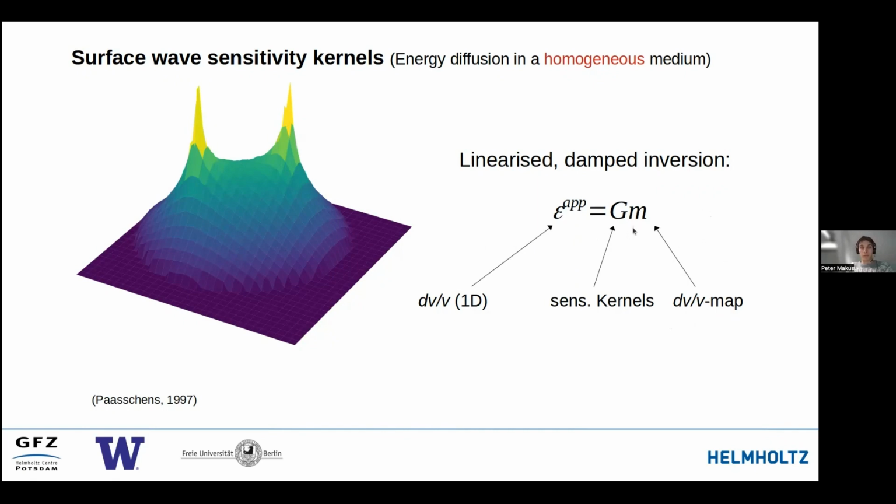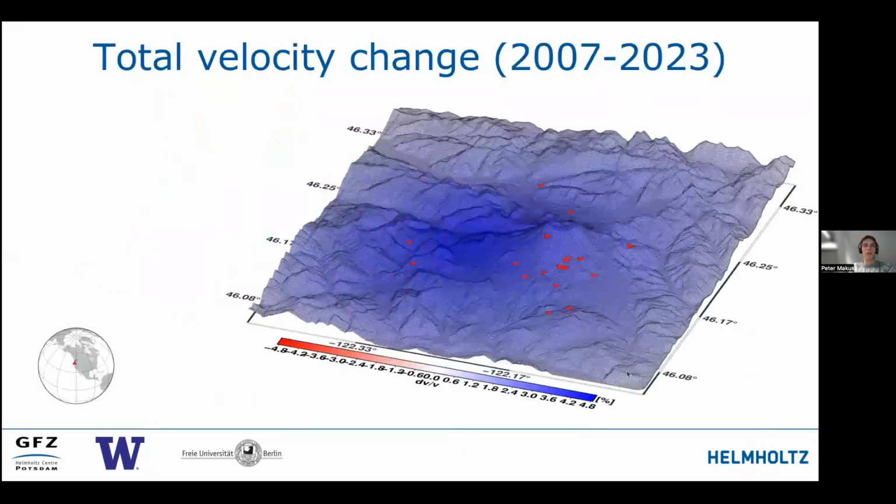Anyway, so we apply this. This is a scheme by Obermann et al. Actually, I don't know why I didn't write this here that I'm using. And this is what we receive. So here we look at the total velocity change on a map.